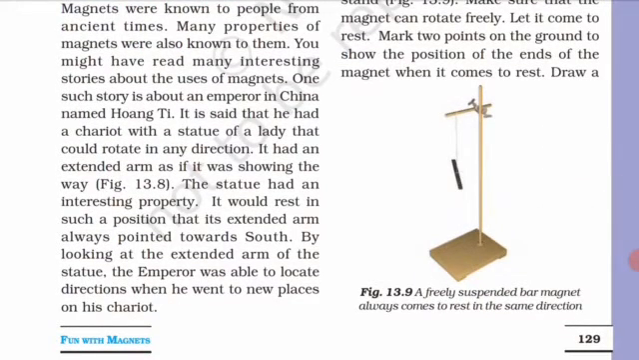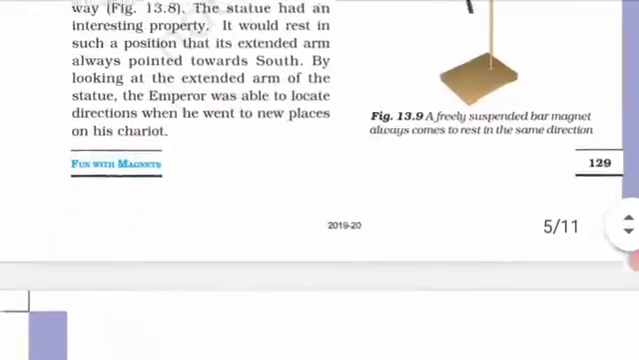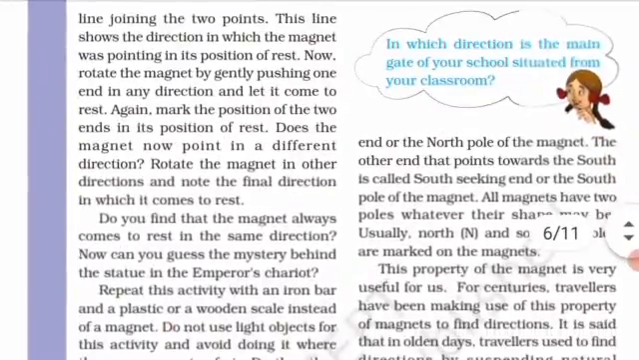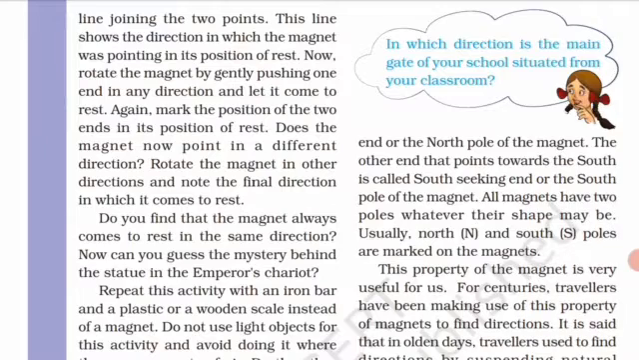Draw the line joining the 2 points. This line shows the direction in which the magnet was pointing when it came to rest. Now rotate the magnet by gently pushing one end in any direction and let it come to rest. You will find that it comes to rest in the same position. Rotate it again, and it will again come back and rest in the same direction.